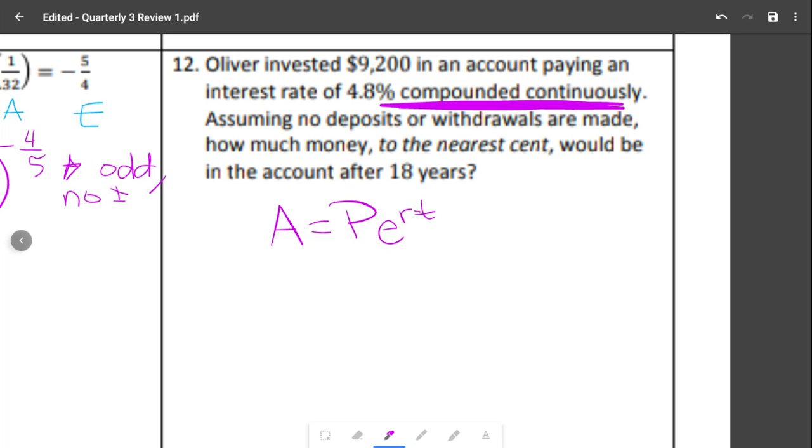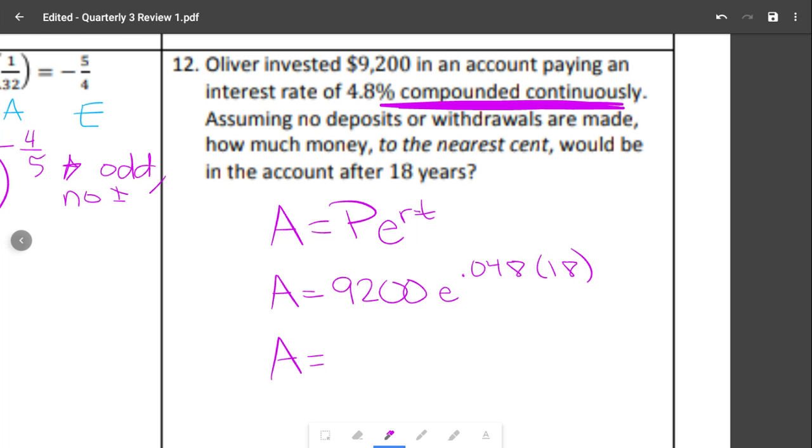So PERT, A is still the final amount, P is still the initial amount, which is the 9,200. E, remember, is the natural exponential. It is a number just like pi. It's right on our calculator. R is 0.048. Just like normal, we still have to convert the percents, the rates, into decimals. And T, the time, is 18.